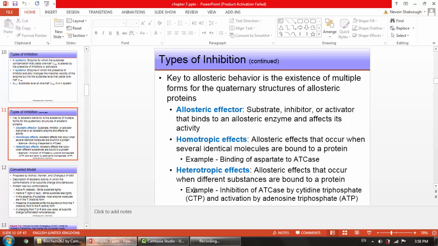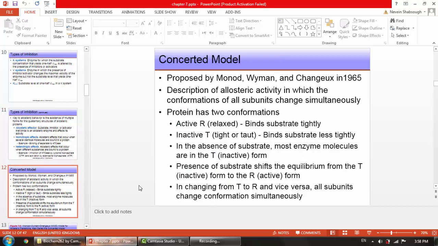The inhibitor CTP, which is a nucleotide, and the activator ATP, which is also a nucleotide, are similar to each other, but they are different from the substrate called aspartate. So this is called heterotropic allosteric effects.